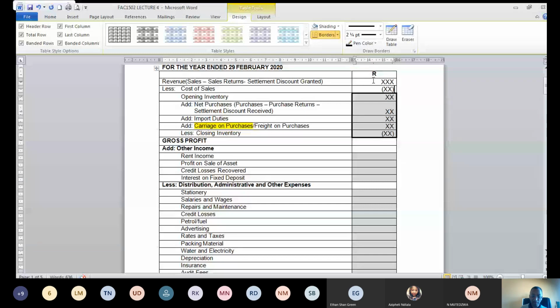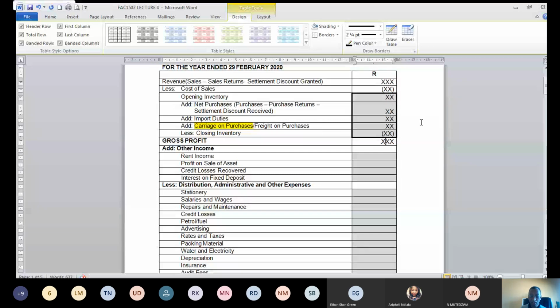And then you say revenue minus your cost of sales is going to give you the gross profit. So that is your gross profit. For the gross profit calculation, you must get your revenue minus your cost of sales, and that will then be your gross profit. So that is the first section then of your statement of profit and loss and other comprehensive income.